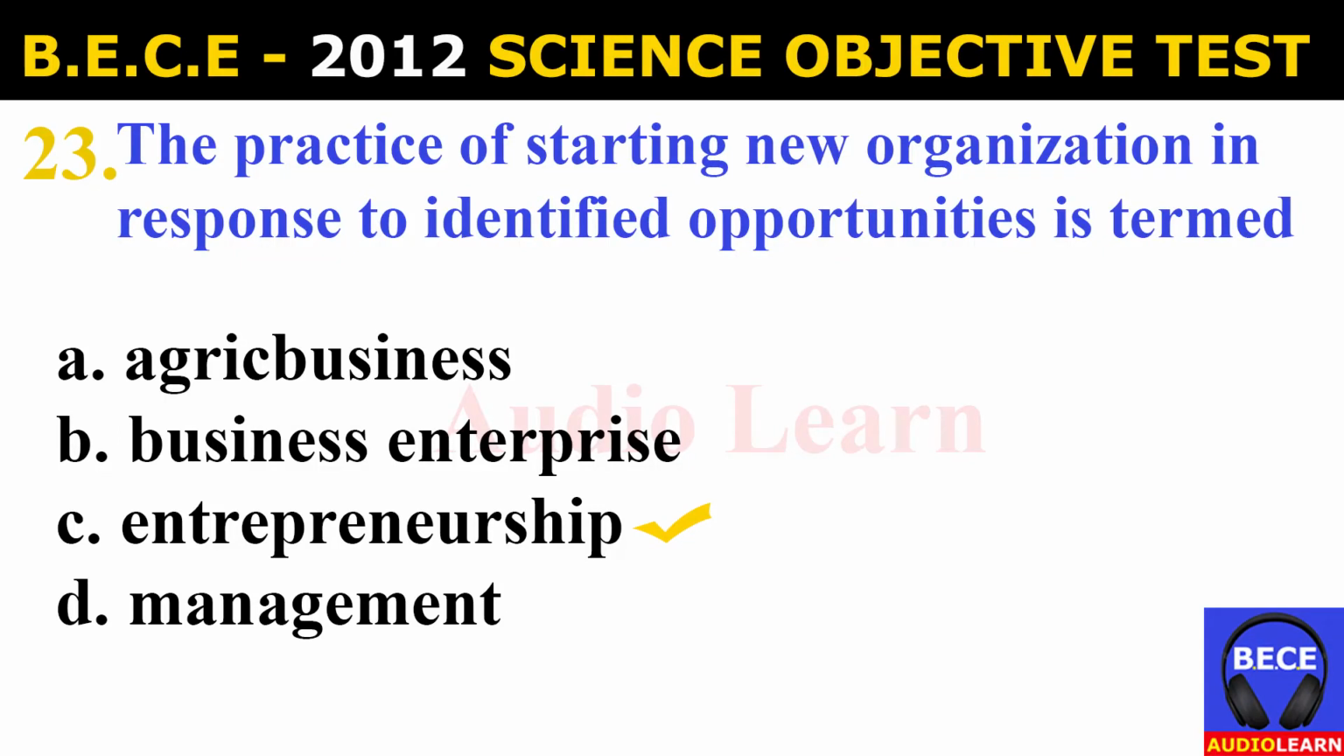Number 23. The practice of starting new organization in response to identified opportunities is termed A. Agribusiness. B. Business enterprise. C. Entrepreneurship. D. Management. And the answer is C. Entrepreneurship.